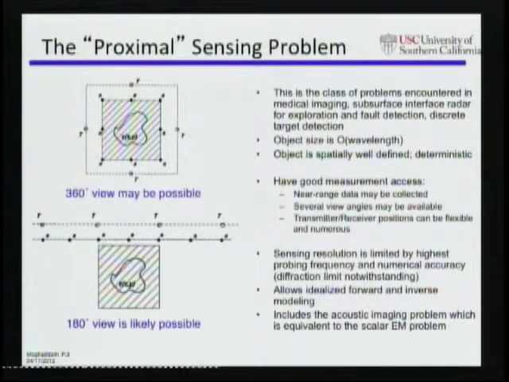The inverse problem would be the opposite, basically that you don't know what the object is. You would send the signal, you would receive the scattered signal, and from the received signal, you would try to decipher what the object is. So this type of proximal sensing problem is ideal for defining that kind of a problem. Okay? And you could have full view, 360 view, or you could have partial view, for example, 180-degree view.